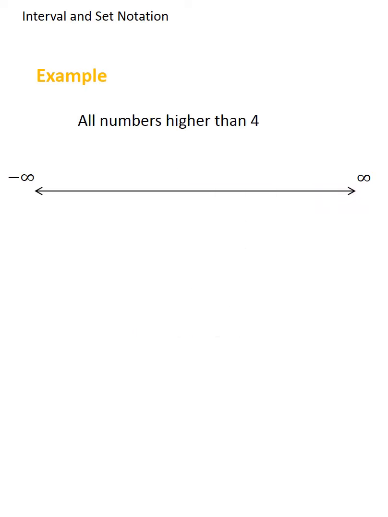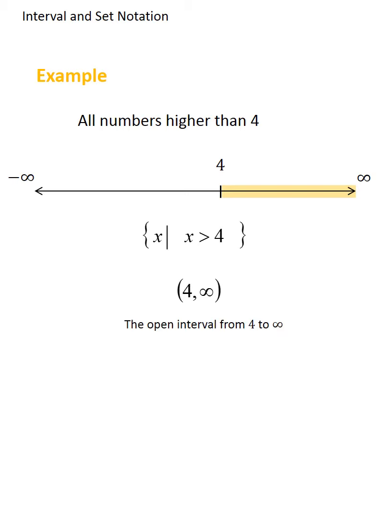Let's consider all numbers higher than 4, represented here. This would include numbers like 6, 12, a billion, pi plus 7, and 4.00001, for example. We could write it as the set of all x such that x is greater than 4, or in interval notation, 4 through infinity, also known as the open interval from 4 to infinity because it does not include 4 as a member of this set.